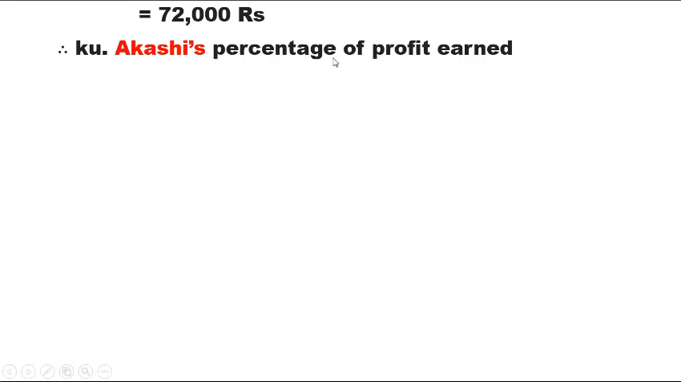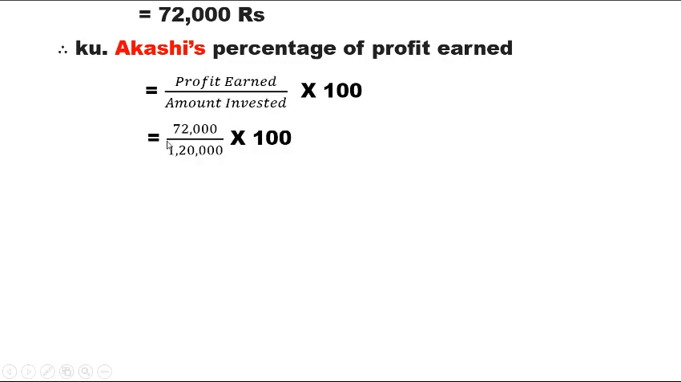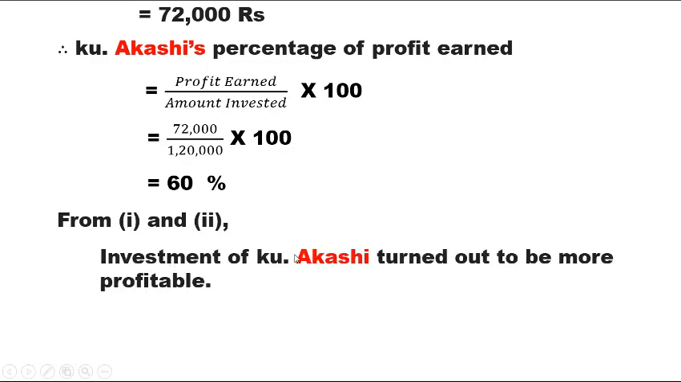Kumari Akashi's percentage of the profit earned is equal to profit earned divided by amount invested into 100 is equal to 72,000 divided by 1,20,000 into 100 is equal to 60%. From equation 1 and 2, investment of the Kumari Akashi turned out to be more profitable.